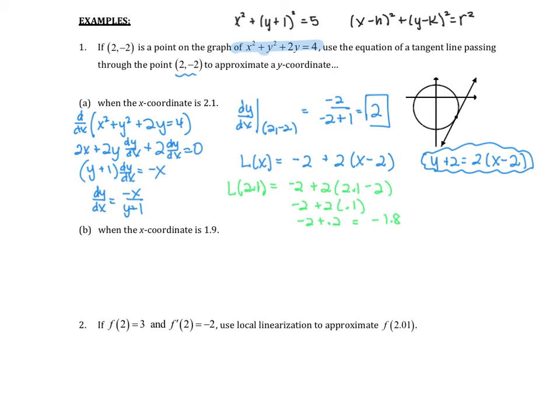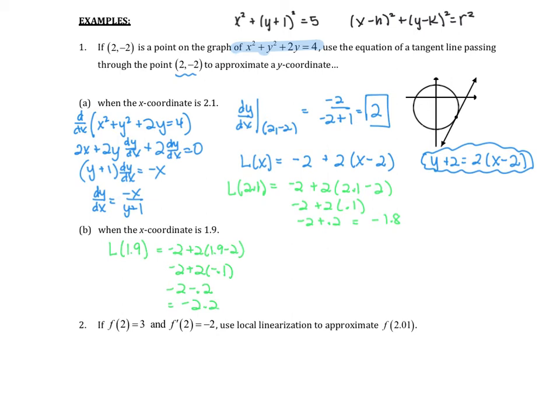So take this same idea and find the approximation when the x-coordinate is 1.9. So hit pause, try it. Okay, well, you guys, we didn't have to really do any work for this one. What I'm going to do now is just plug 1.9 into the problem that I had, and we get -2 plus 2 times (1.9 minus 2), -2 plus 2 times -0.1. So we get -2 minus 0.2. So the linear approximation here would be -2.2.